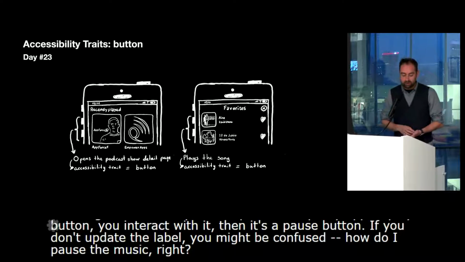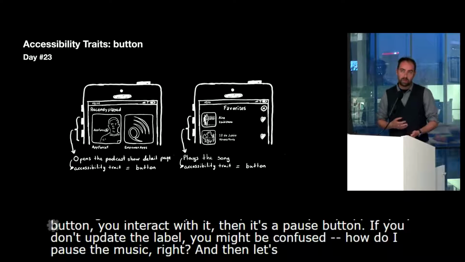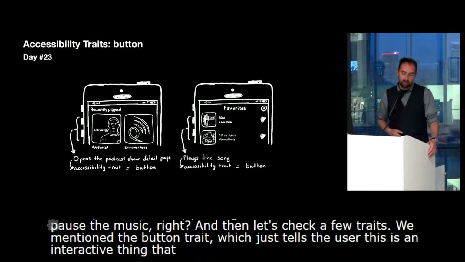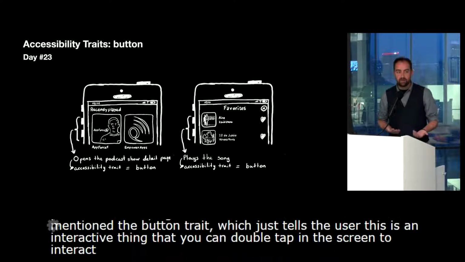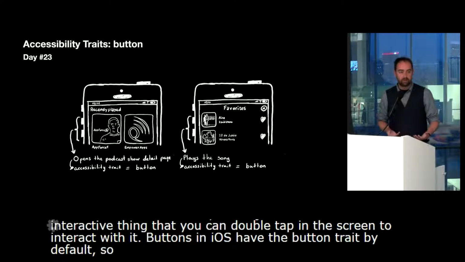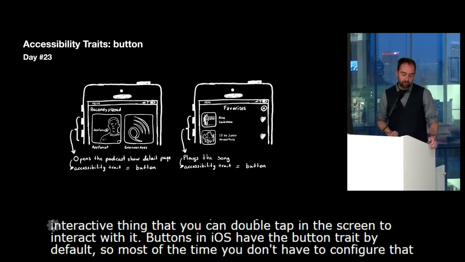And then let's check a few traits. We mentioned the button trait, which just tells the user this is an interactive thing that you can double tap in the screen to interact with it. Buttons in iOS have the button trait by default, so most of the times you don't have to configure that. But if you create a button from scratch, you actually have to specify that it's a button.